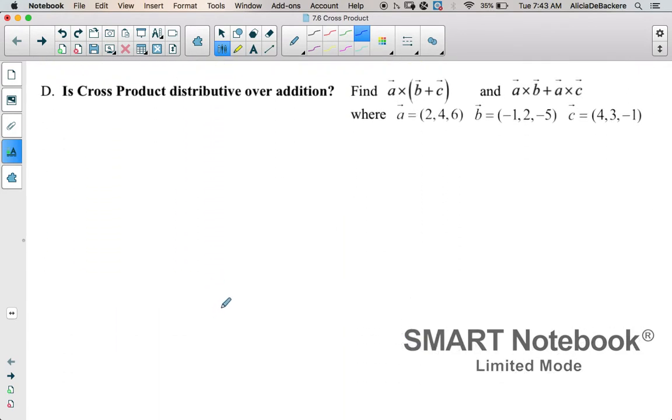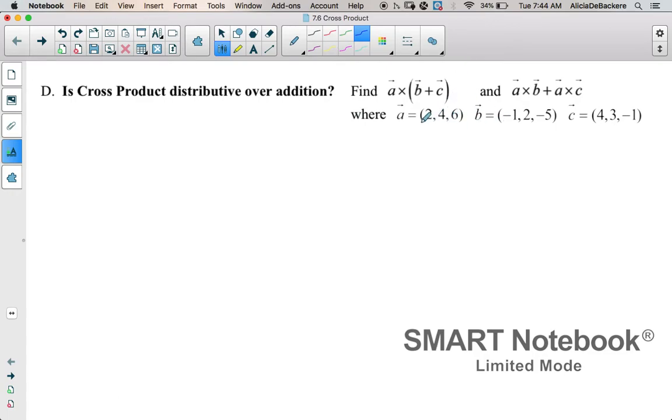All right, is cross product distributive over addition? This time what I want to know is, can I take this A and distribute it into the bracket if there's an addition between these two vectors? The result then would be A cross B plus, and then distributing the second one in would be A cross C, like this. So I want to know, is this actually equal to this? Does it work that I can distribute that through the bracket?